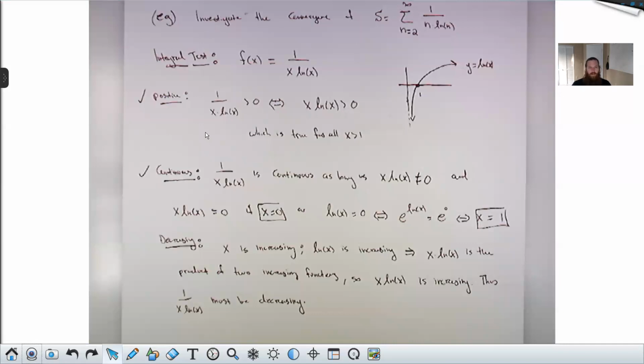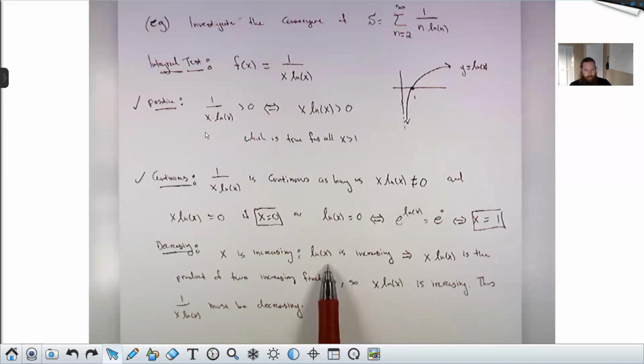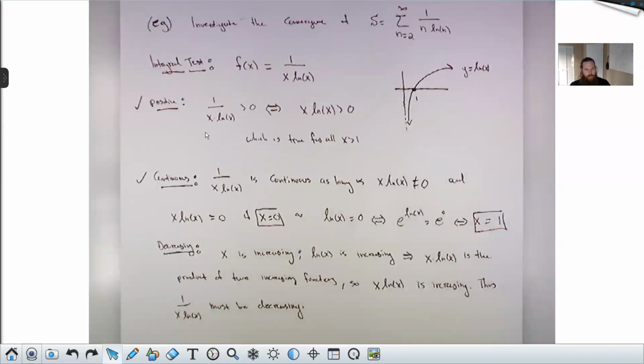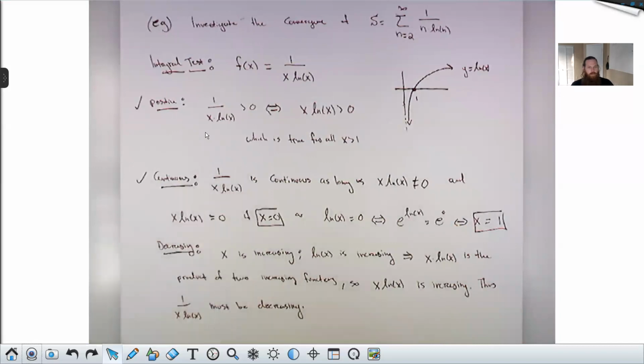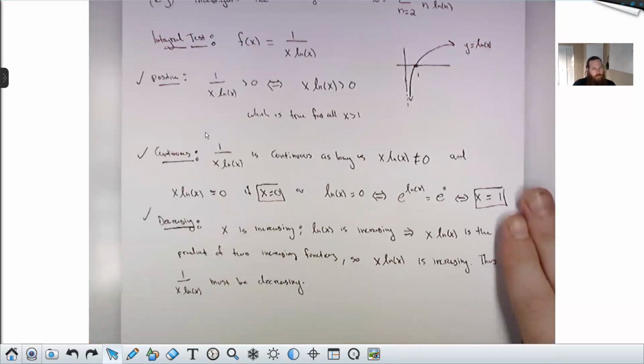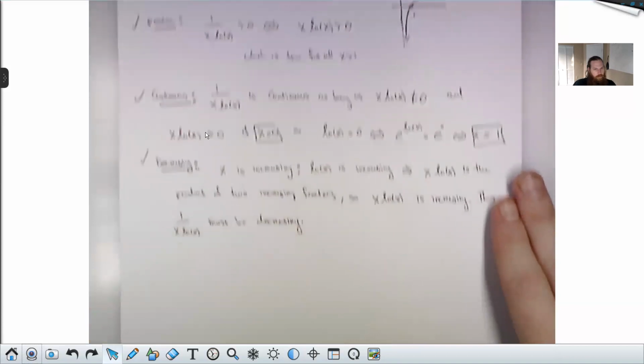How do I know x ln x is increasing? Oh, well, x is increasing. Certainly, we know the graph y equals x. ln x is also increasing. If you don't remember that graph, I can remember it, but here it is. It's definitely an increasing function. Multiply two increasing functions, the result is increasing. You should prove that if you don't know it. Therefore, my function, 1 over x ln x, is the reciprocal of an increasing function, and hence must be decreasing. All right, so all this stuff we need to do before we can do the good stuff.